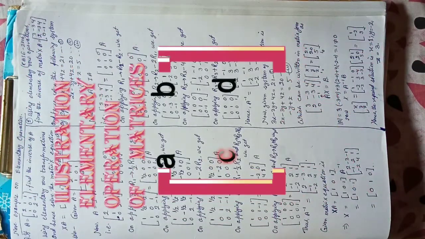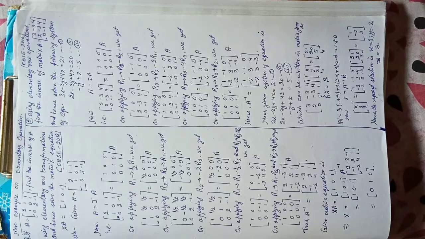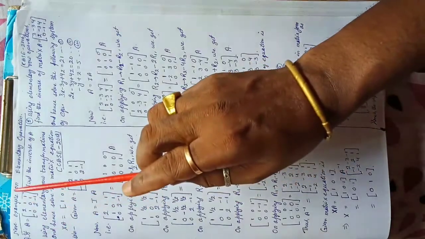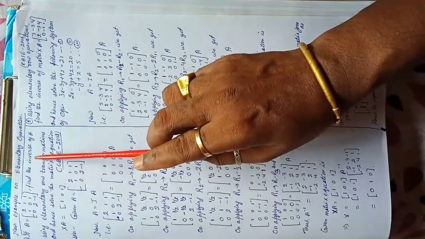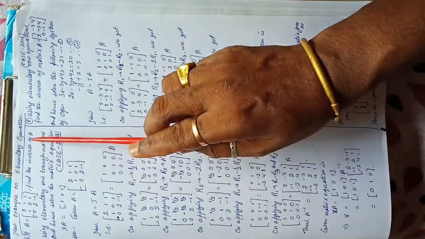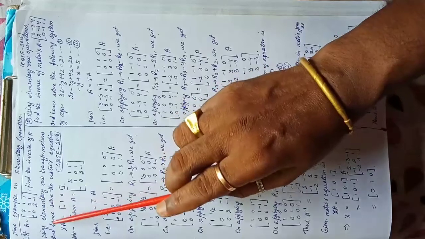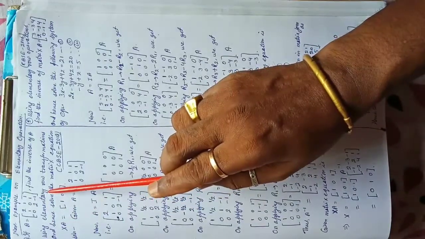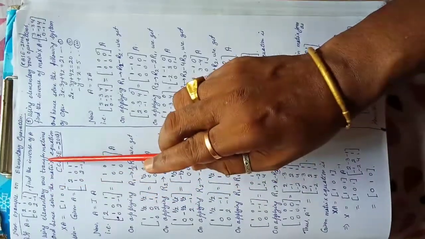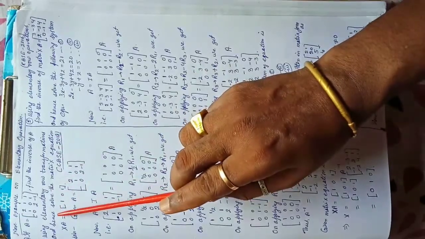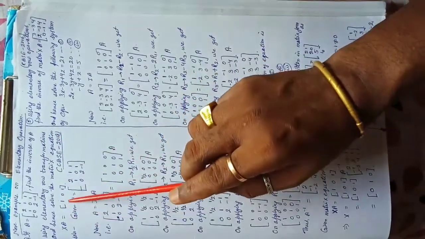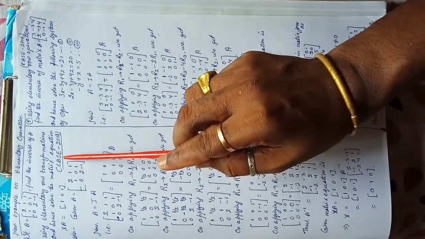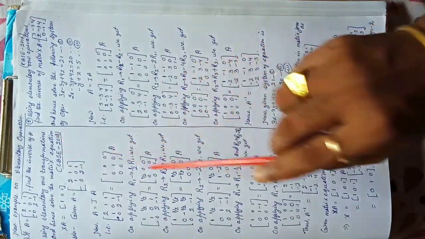We will see some more examples of elementary operations. We have taken a sum where we have to find the inverse of A using elementary row transformation and hence solve the matrix equation. This sum came in CBSE 2016.